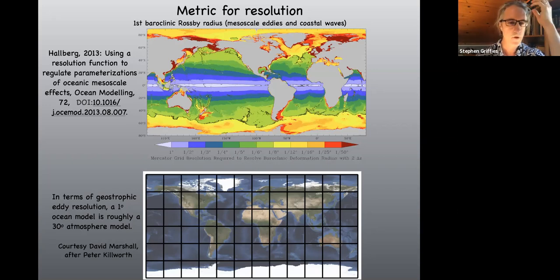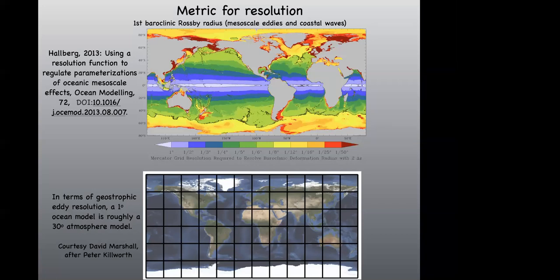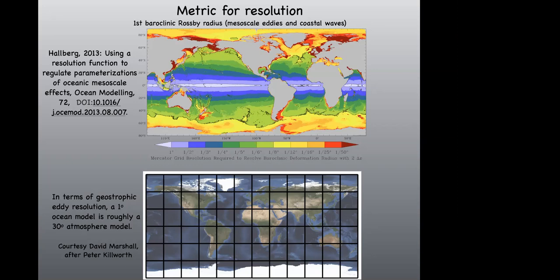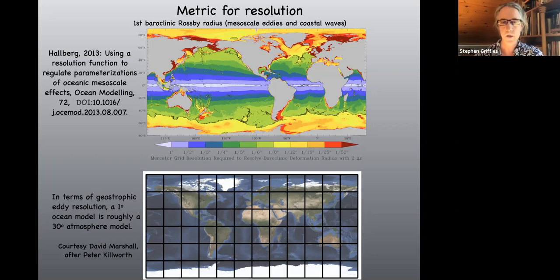So the bottom picture here comes from David Marshall after Peter Killworth, and it gives you a symbolic realization of the different scales that we have insofar as numerics relative to the atmosphere. If the atmosphere resolved their grid analogously according to the mesoscale, according to the ocean, then you'd have 30-degree latitude grid boxes in the atmosphere. So a 1-degree model in the ocean roughly corresponds to a 30-degree atmosphere model if you use the first baroclinic Rossby radius as your measure. So it's a difficult problem computationally to get mesoscale eddy resolving models, but nonetheless, my contention is that going there incrementally as best we can at each computational upgrade improves our representation of the ocean in ways that are important.